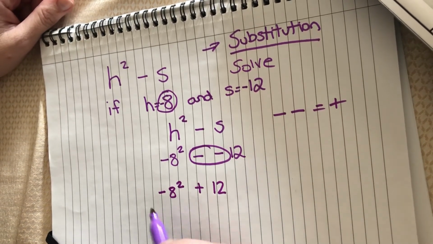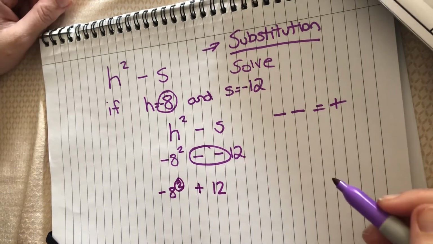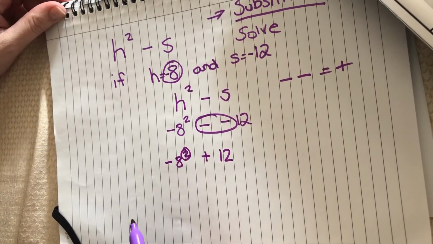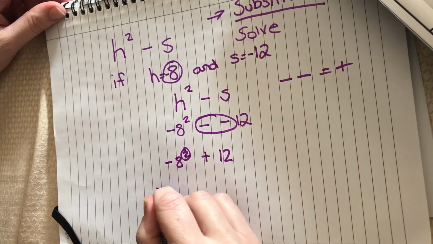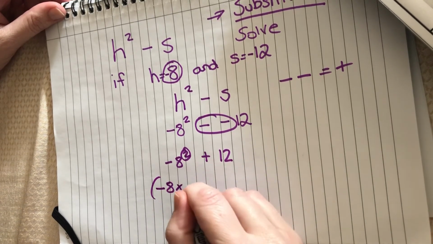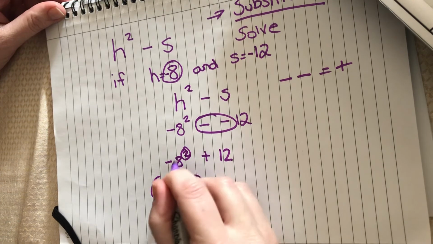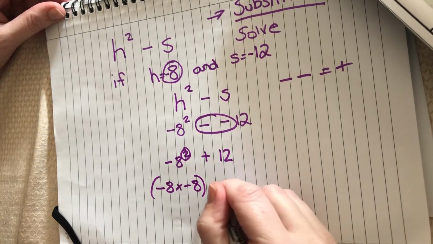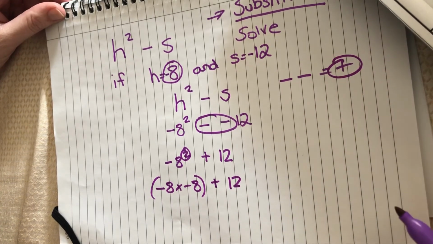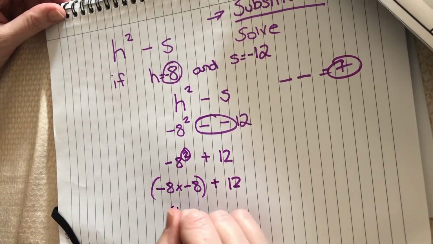Now this time, what does that squared mean again? I hope you can remember. It means that this number is multiplied by itself that many times. So what that becomes is -8, I'll put it in brackets so you know that it's separate, multiplied by -8, that's what 8 squared equals, plus 12. Now if we've got a negative and a negative, our answer is going to be positive. So 8 8s are 64.